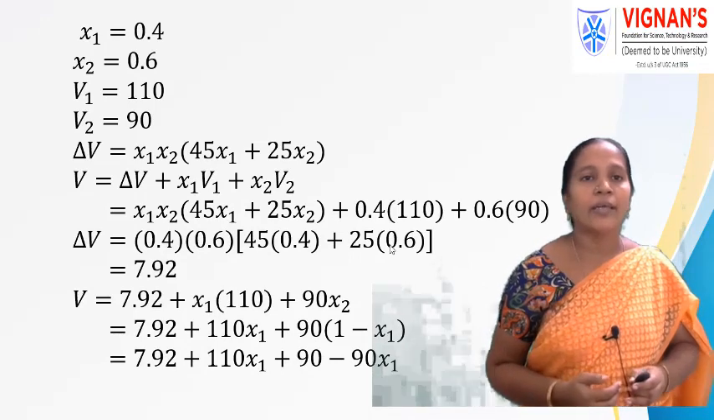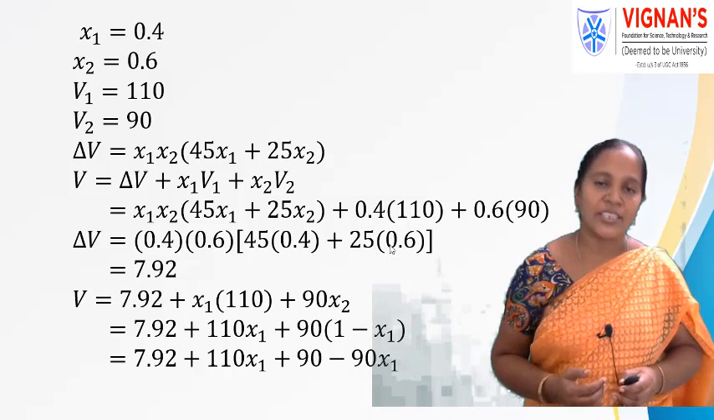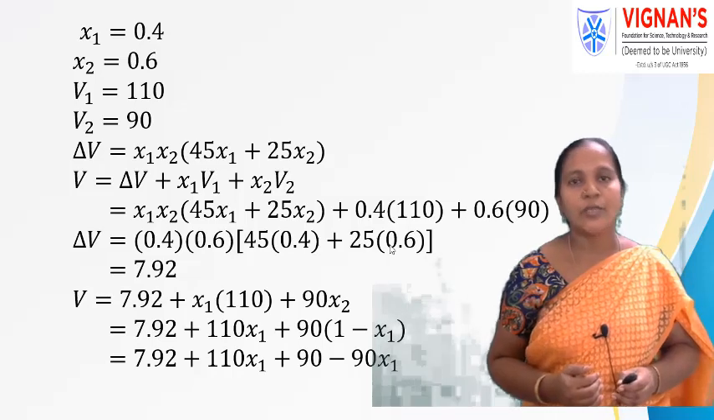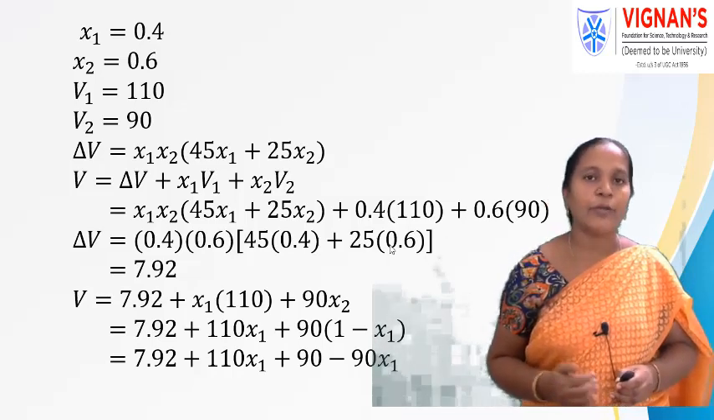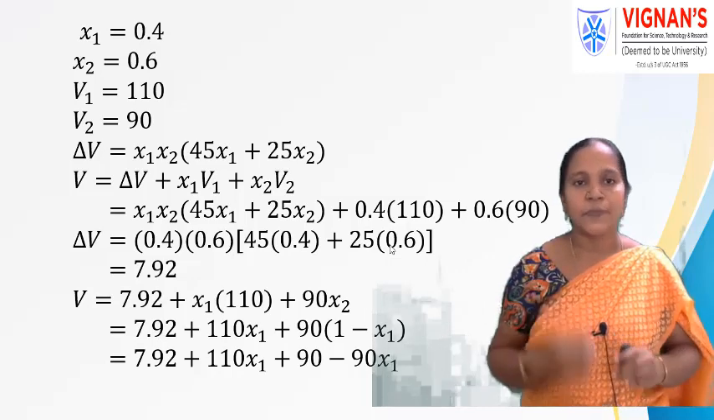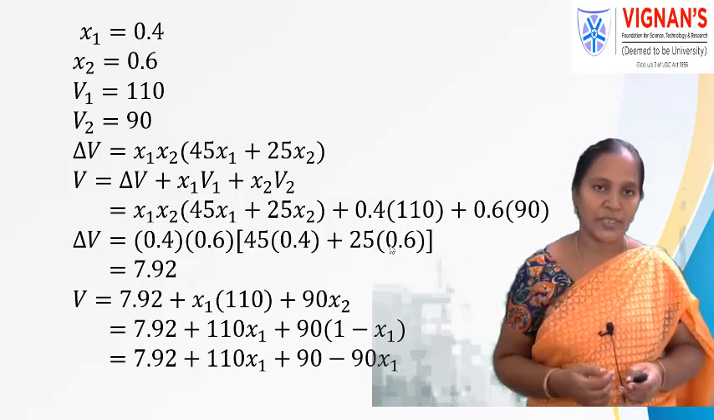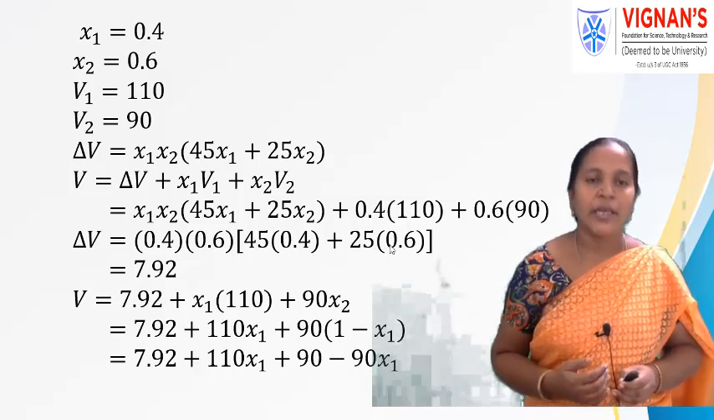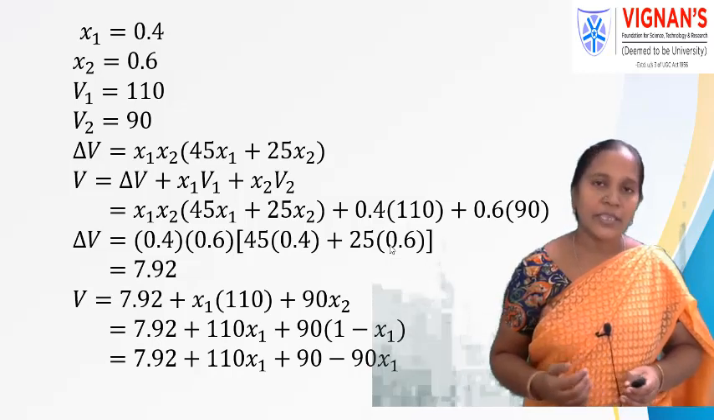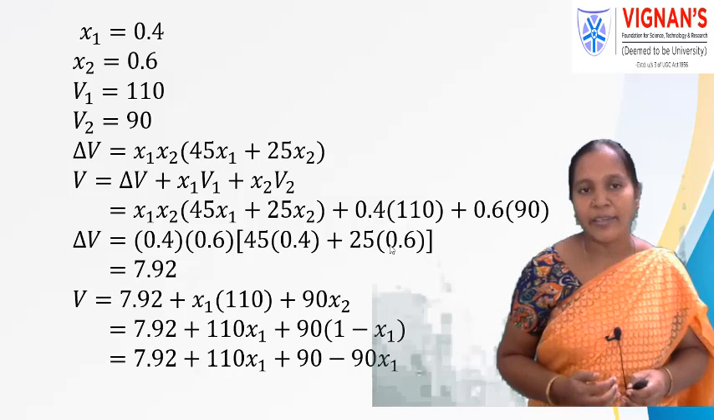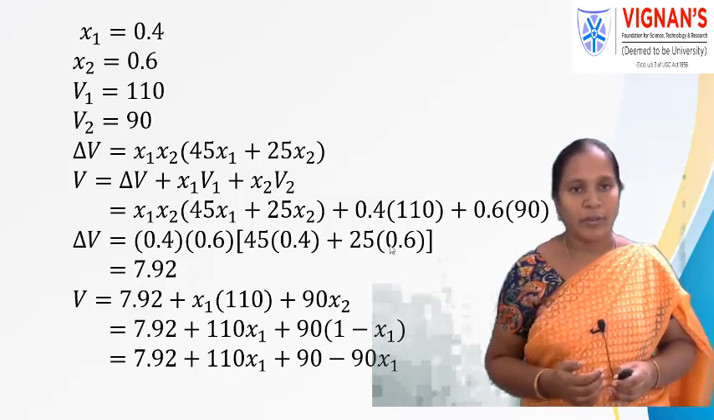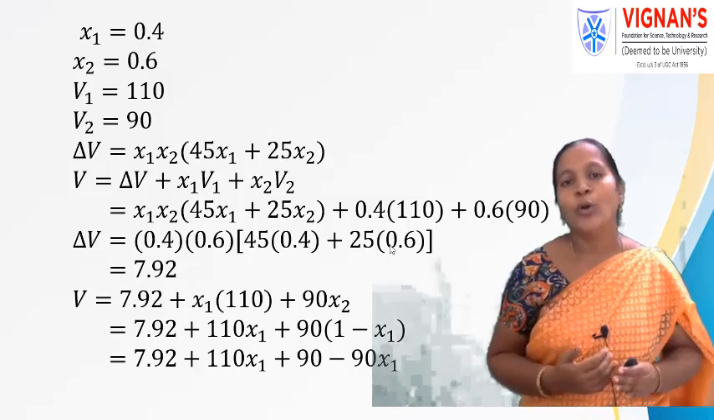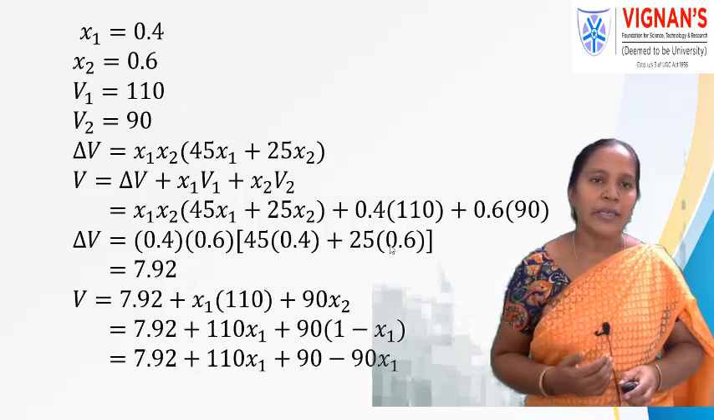Now, the given data is x1, the mole fraction of species 1, equals 40 divided by 100, which is 0.4. The remaining is species 2, that is 60 mole percent, equal to 60 divided by 100, which is 0.6. Given volumes are V1 = 110, V2 = 90 cm³/mol. Then calculate V = delta V + x1 V1 + x2 V2. All the values are given here.